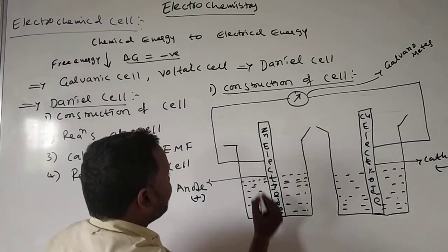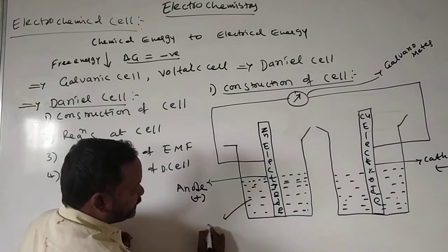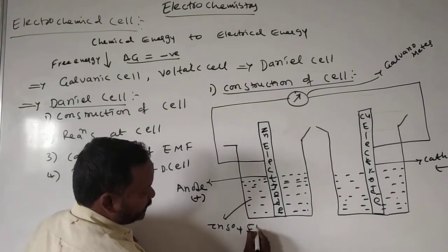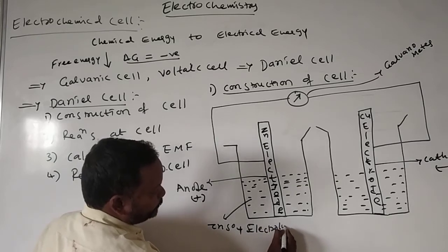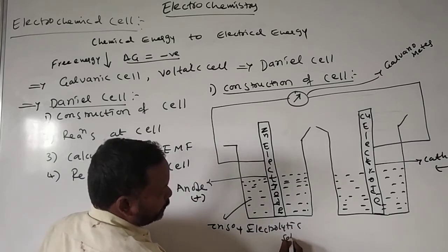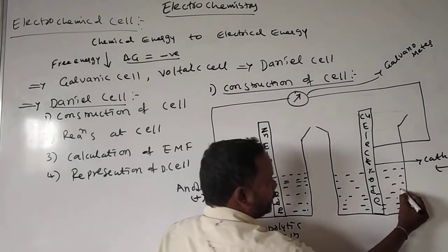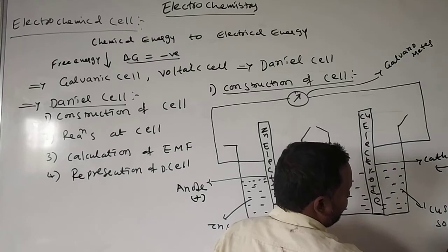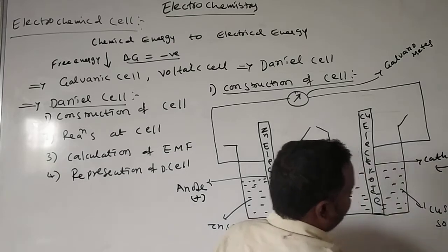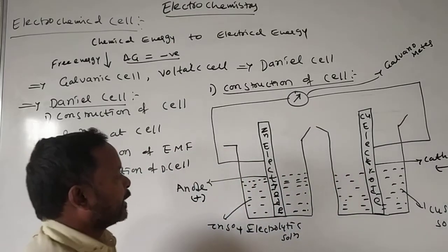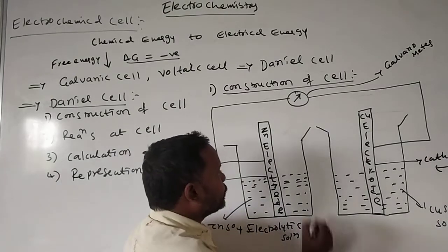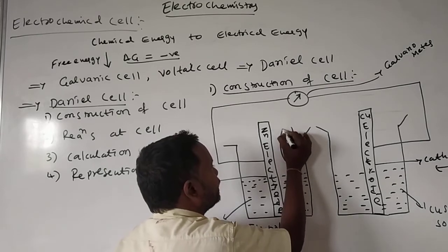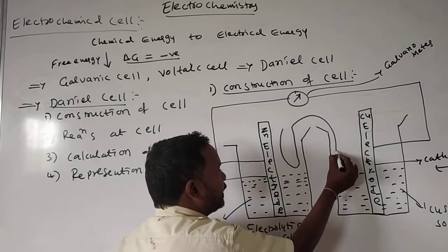Here, the zinc electrode is placed in zinc sulfate solution, the zinc sulfate electrolytic solution. The copper electrode is placed in copper sulfate solution, or cupric sulfate solution. And these two are connected with an inverted U-shape tube.